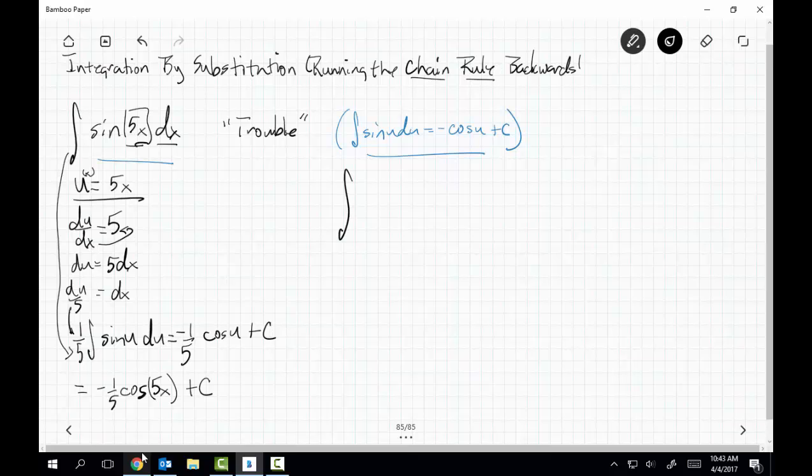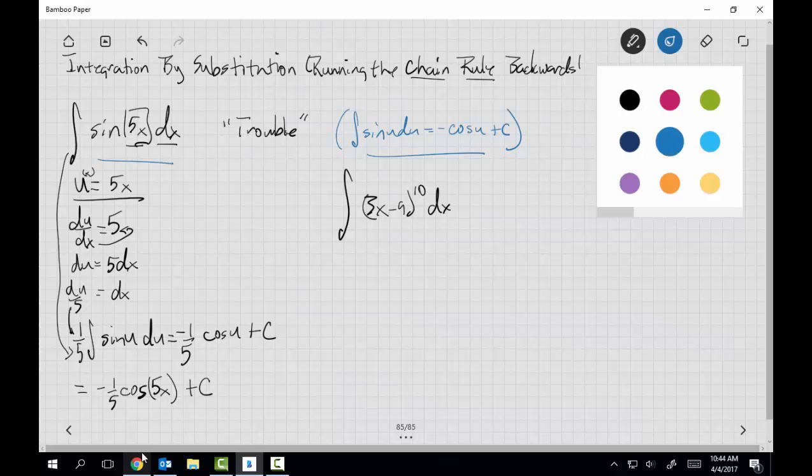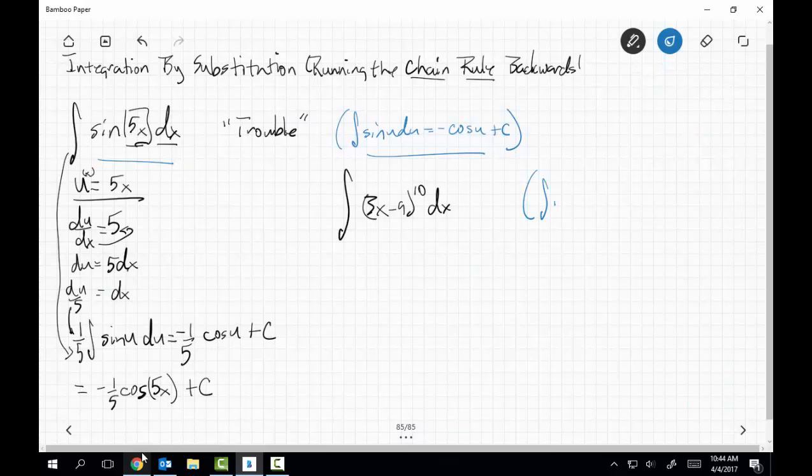Let's do another one. Let's do a common one. How about the integral of (3x minus 9) to the 10th dx? Now, one of the challenges of integrating by substitution, or being new at it, is seeing where the trouble lies and knowing what you know and what you don't know. If this were the integral of u to the 10th du, this would be really easy to evaluate, right? This would just be u to the 11th over 11 plus c. Yay, smiley face. It'd be easy, but I don't have that.